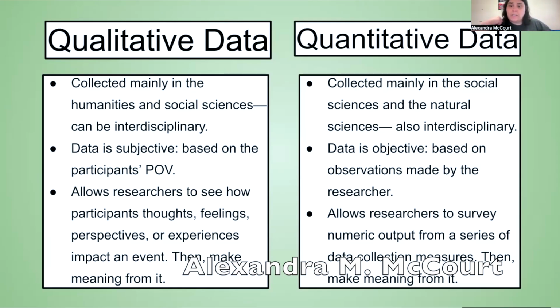And quantitative data can be useful because it allows researchers to really look at some sort of numeric output from a series of data collection, and then we can make meaning from that. Sometimes there's not enough time to conduct interviews, and that's okay. But how can we still look at maybe fixed responses and then try and understand what those fixed responses may mean?